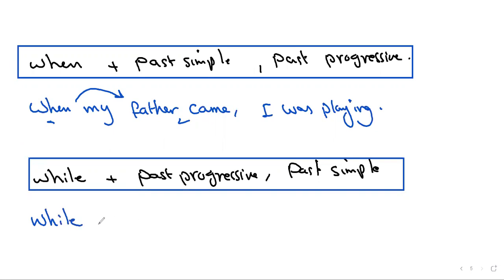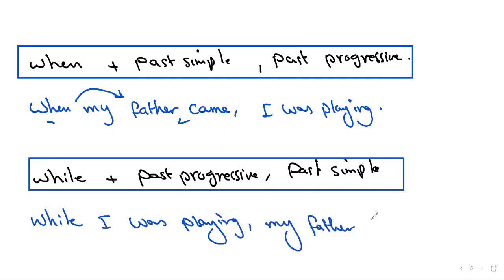I can use while in this sentence. Yes, I can say while I was playing, my father came. So this is while, and it's followed by past progressive, as you can see in this example. I can say my father came while I was playing. The most important for me is that while is followed by past progressive, and when is followed by past simple. So this is the difference between when and while.